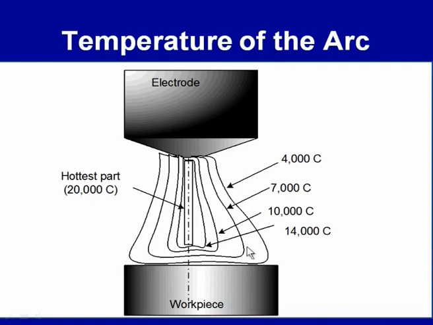But this diagram basically indicates that the temperature varies radially away from the axis of the arc, and also varies with the distance from the electrode and the workpiece, and it is the maximum in the plasma zone, and in other areas it is lower. So, we will see what are the factors that affect the temperature in the arc zone.